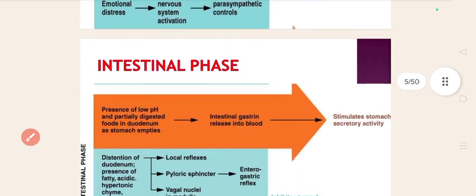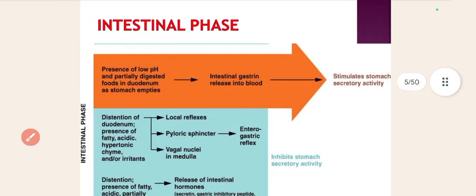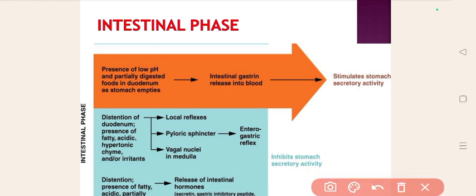Okay. Now the intestinal phase. What happens in the intestinal phase? There is the presence of low pH and partially digested food in the duodenum as the stomach empties, meaning food escapes from the stomach to the duodenum. In that phase, intestinal gastrin is released into the blood, and that will further stimulate the stomach secretory activity. Okay, this is the intestinal phase.